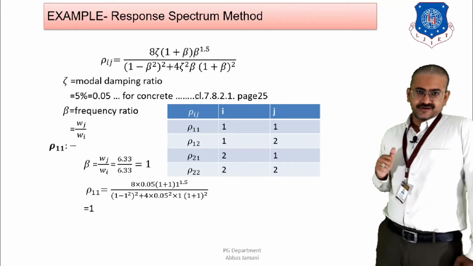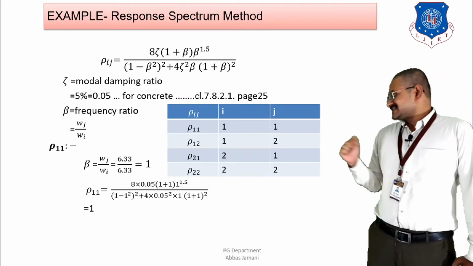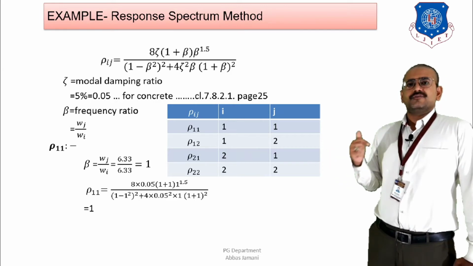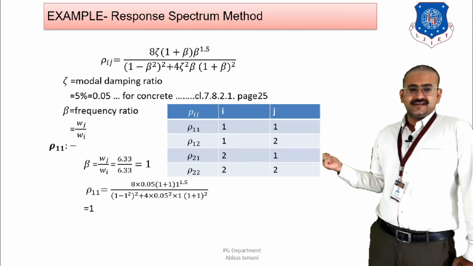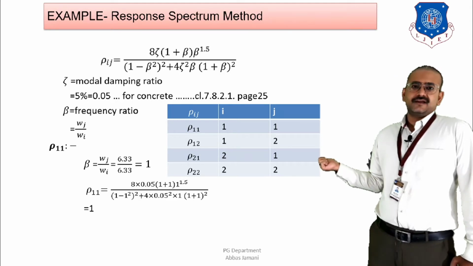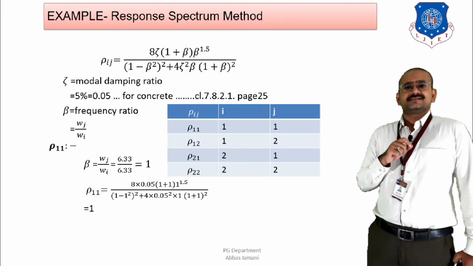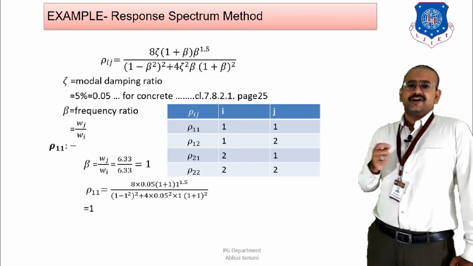Similarly for the other two cases also. This is important to understand. Once this is clear, I can calculate the value of beta for the first case, that is rho 11, equal to omega 1 by omega 1. Now omega 1 is 6.33, so if I substitute, I get beta equal to 1. And eta is nothing but the damping ratio. For concrete structures, the code says the damping ratio is to be considered as 5%. So the value of eta will be equal to 0.05.